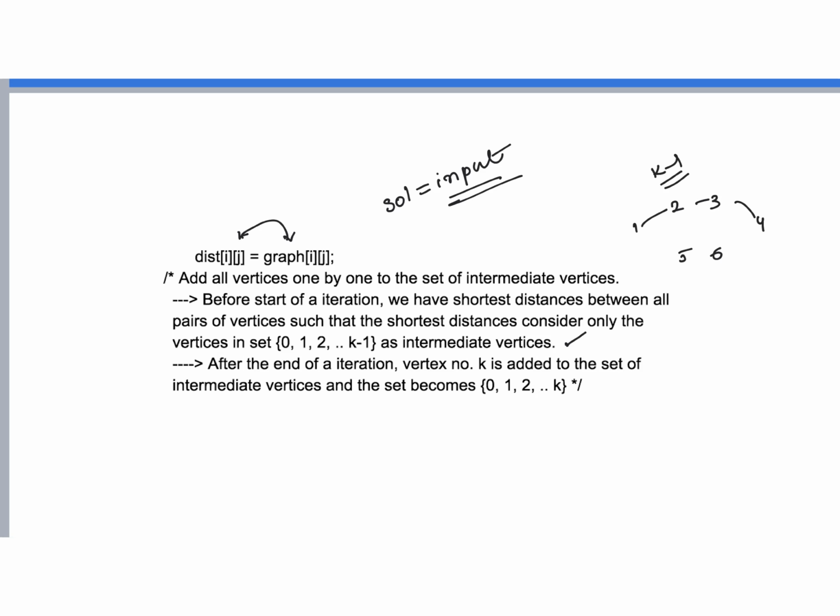So at the end of the iteration, vertex number k is added to the set of intermediate vertices, and it becomes 0, 1, 2, k. So in this case, what would be the intermediate vertices for 3? It would be 1, 2, where 2 is equal to k minus 1, and k would be equal to 3. You get it? So I think you now understand what I'm trying to say here.